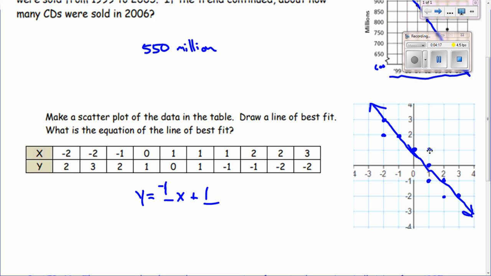Now my line of best fit has this one with 1 away. This is about half, half, and half. So it's not bad.